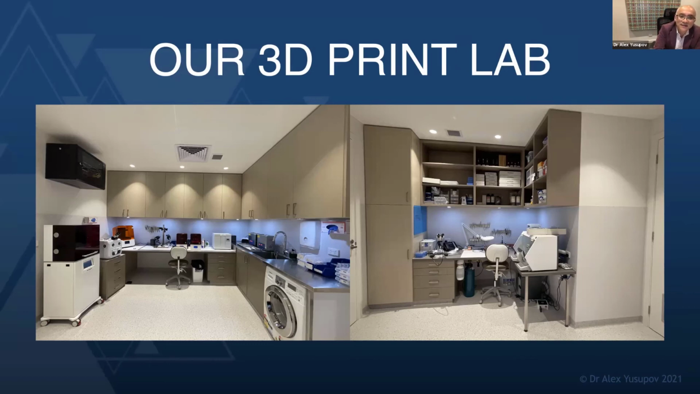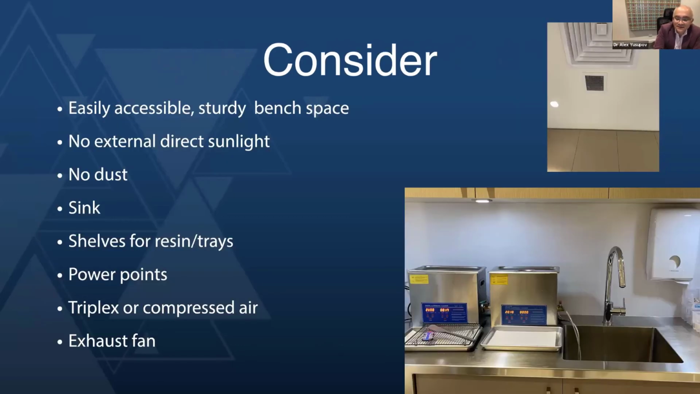Some of the highlights about the 3D print lab is that, first of all, you need to have easily accessible and sturdy bench space. You need to have benches that are not going to vibrate when somebody walks past, because if it's vibrating and the machine is printing, it may cause a misprint, although I don't believe that's a big issue. You don't want external direct sunlight because it will cure the resin if it hits the printer long enough. So this room doesn't have any external light. You don't want a lot of dust.